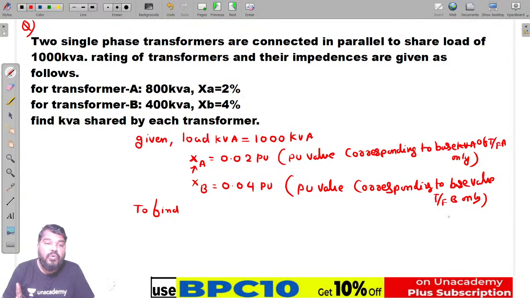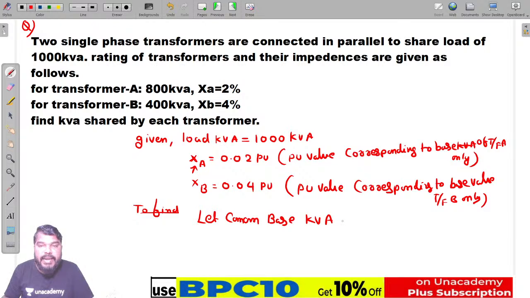So to get a common base value, we have to take a common base. That is why we convert to per unit values. Let us assume the common base kVA. You can take any value as the base kVA. Here it is the rating of transformer A, which is 800 kVA. This is the new kVA rating.